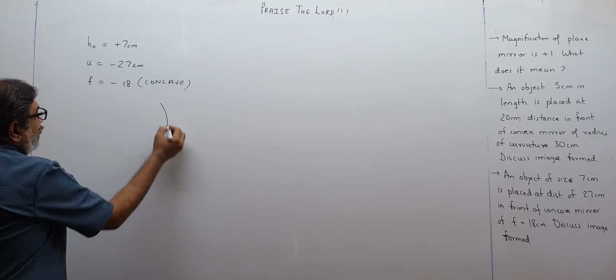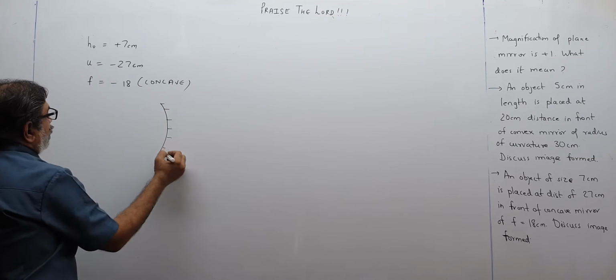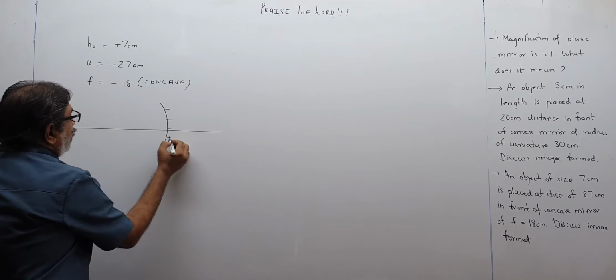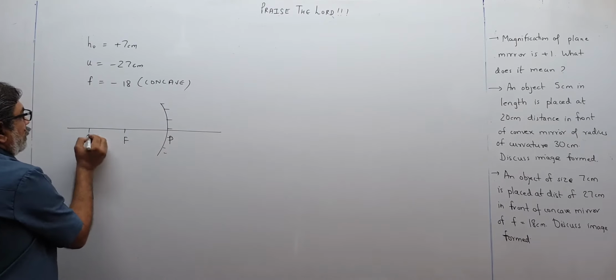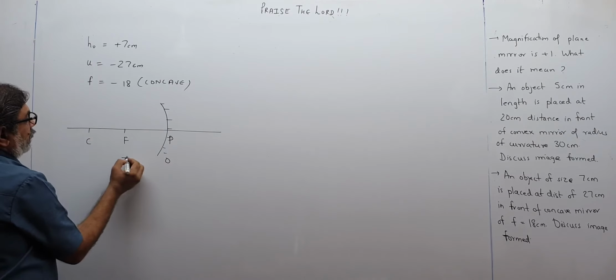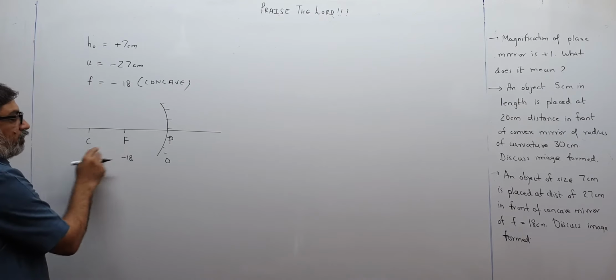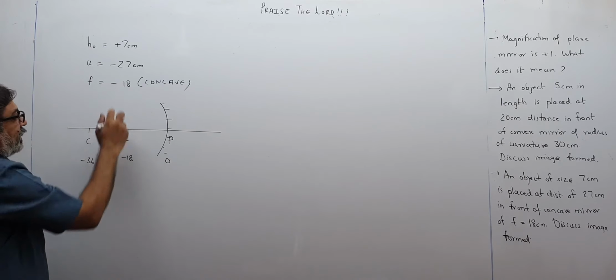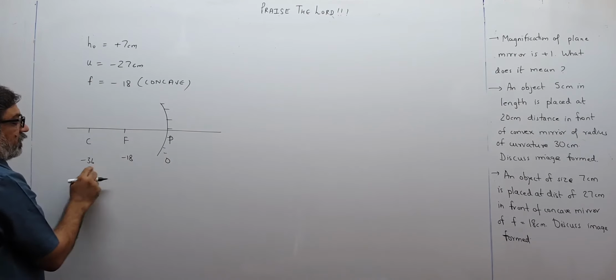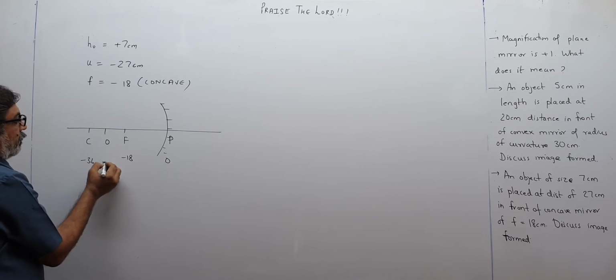So what is the situation like? If I draw the rough diagram, always you should draw it to understand the positions. See, this is 0, this is minus 18, this will be minus 36. This is double the focal length. Where is the object? Minus 27. 27 comes between here. So the object will be here, minus 27.